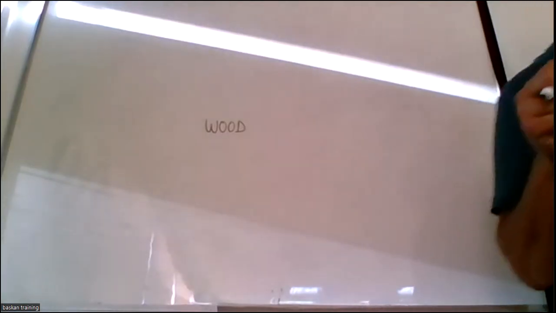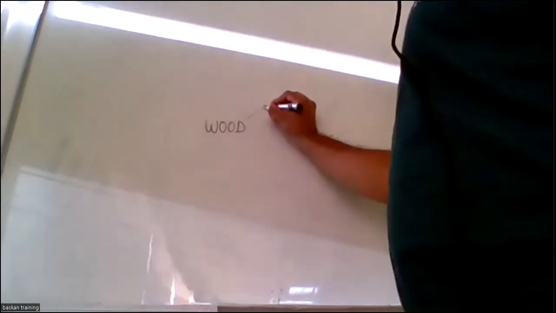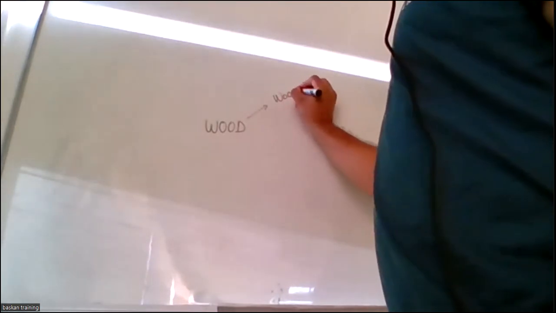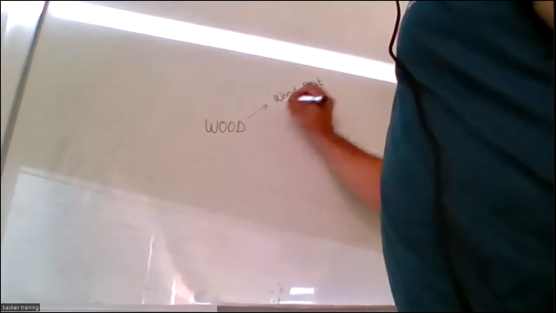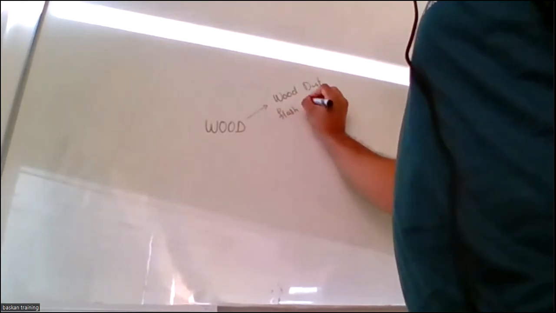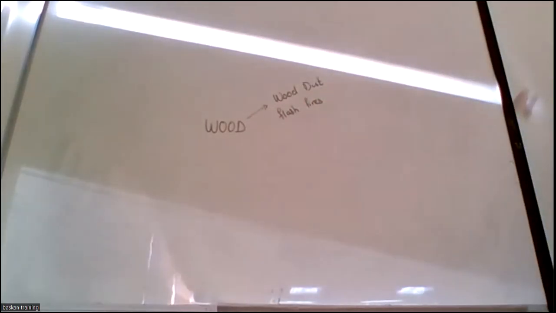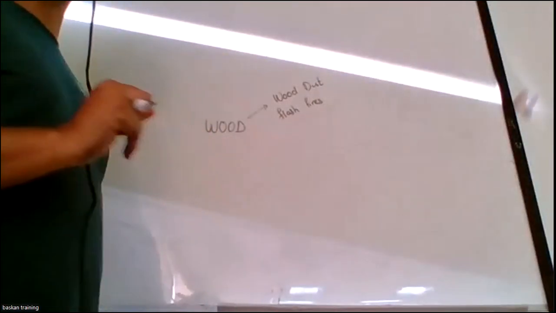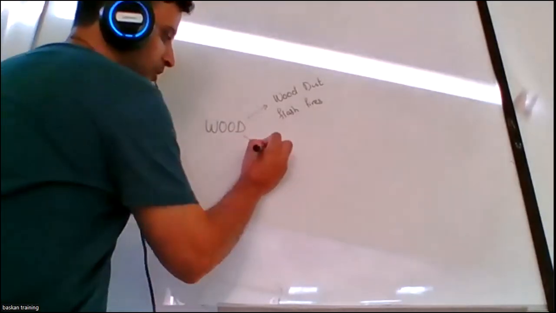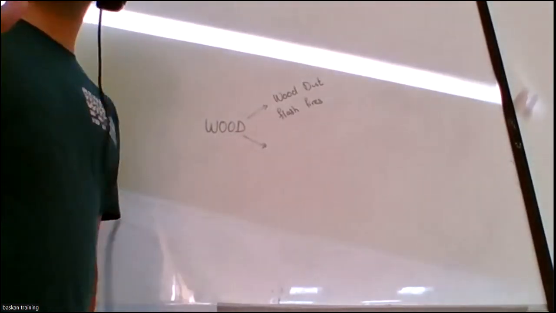Wood can be used as a flash fire. Wood can also give wood dust, which can also result in flash fires. Whenever we are going to protect wood, there are two things that we have to keep in mind whenever we are storing wood. Two things can make wood vulnerable towards fire.